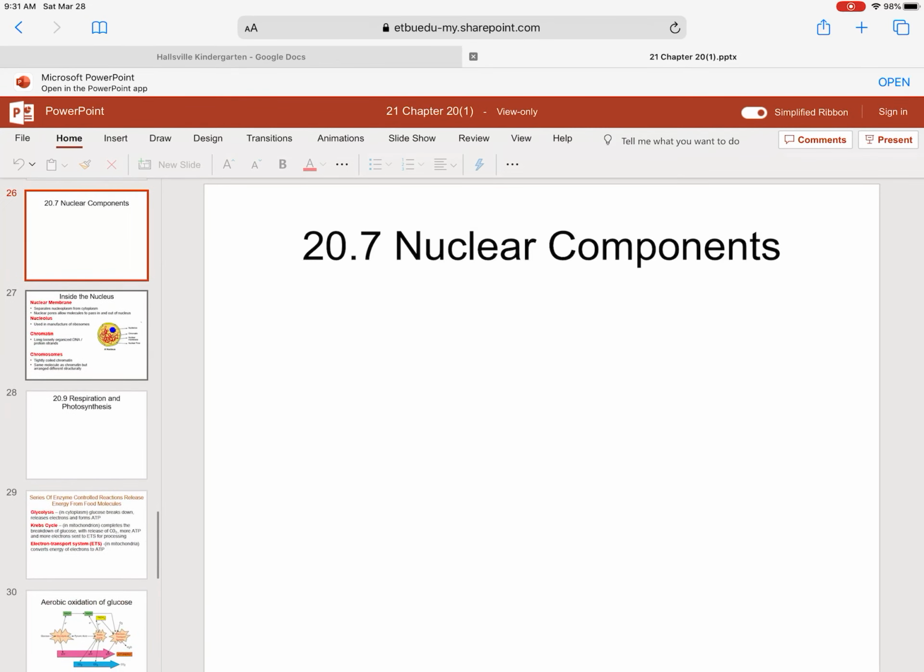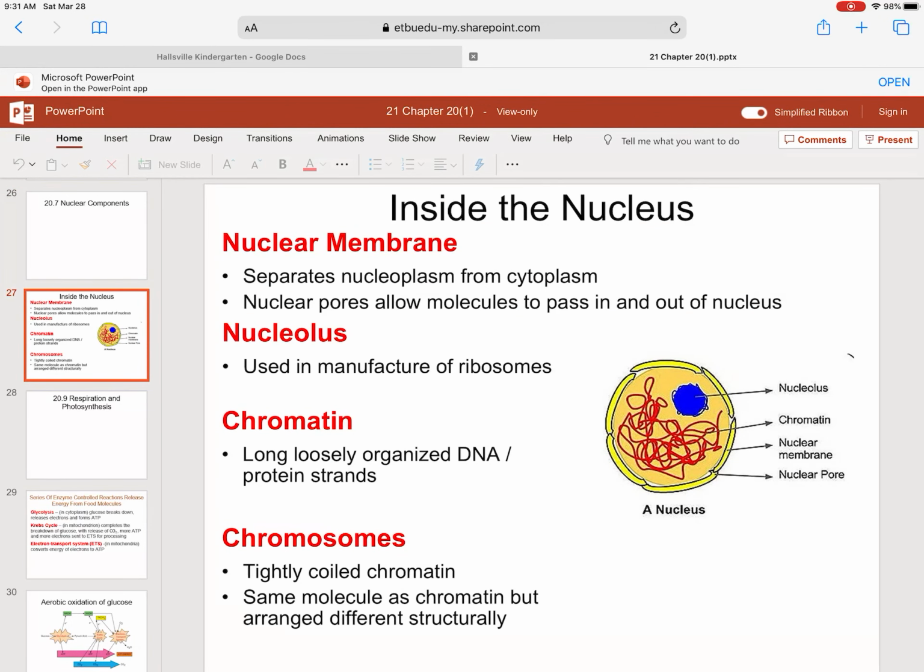All right, so let's talk about the nucleus. In the nucleus, there are 4 important things to know. The nuclear membrane, which is the outer portion I told y'all we had to know, is here in yellow, and it's going to separate the nucleoplasm from the cytoplasm. So the nucleoplasm is inside the nucleus, the cytoplasm is outside the nucleus. The nucleopores allow for molecules to pass in and out, so they're kind of like openings in the membrane.